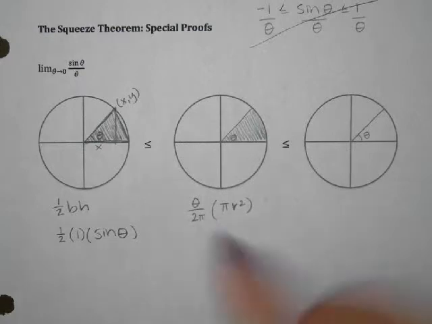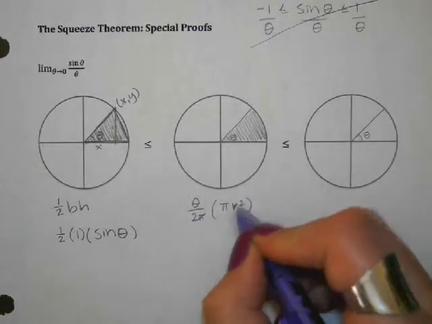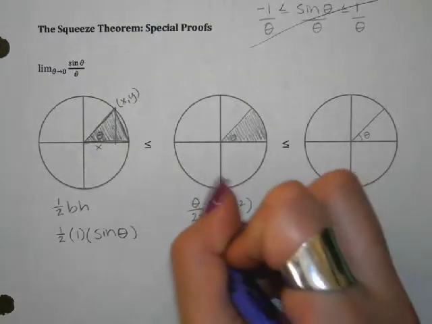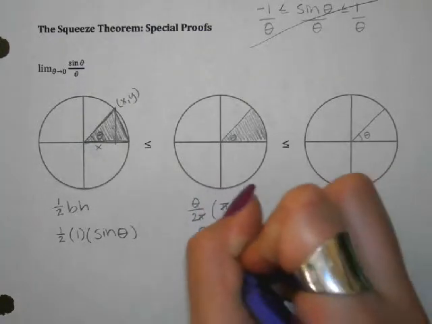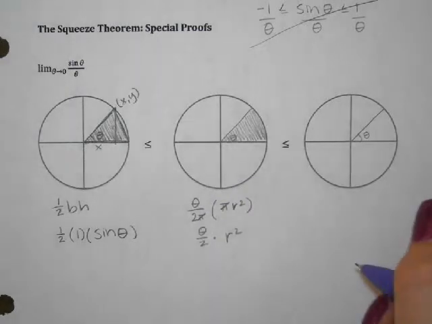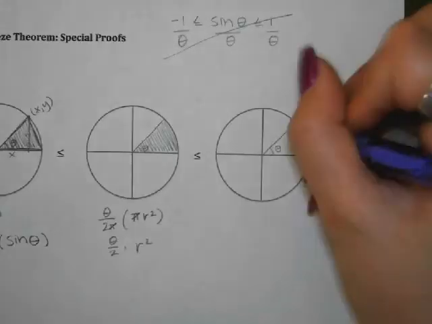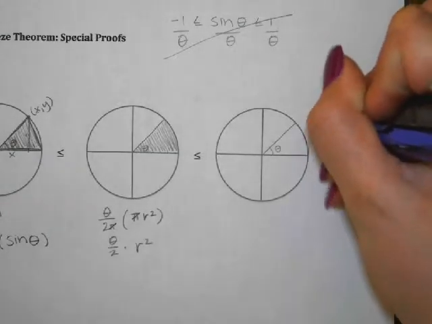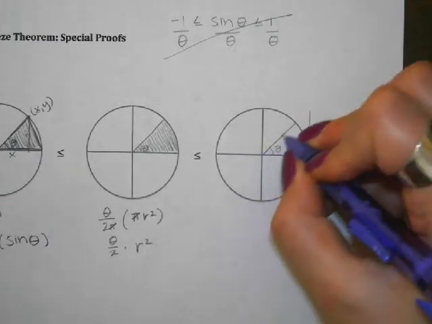And so what we'll notice here is that this pi and this pi will cancel out. And we're going to get theta divided by 2 times r squared for that expression. Make sense? Okay. And then over here, we're going to draw a right triangle, but it's going to go outside of the circle, like this.